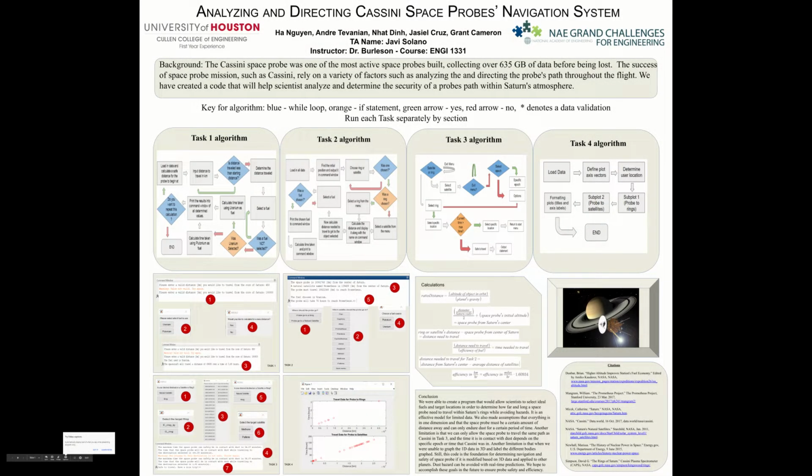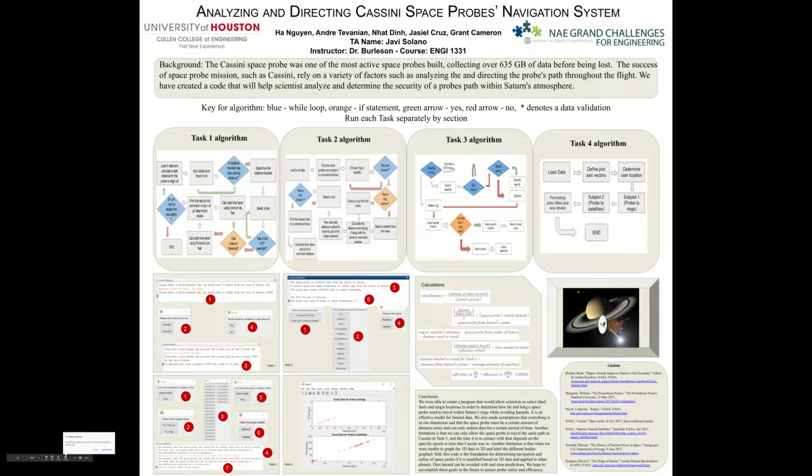In this project, we were tasked with engineering the tools for scientific discovery. So in that, we decided to create this code in order to help scientists analyze and determine the security of a probe's path within Saturn's atmosphere, much like what Cassini did.